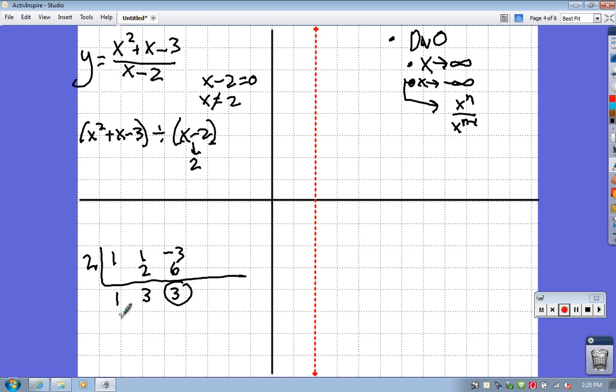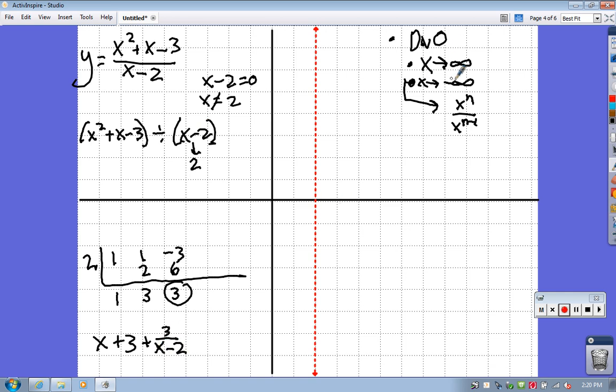I have remainder 3. So notice that after I do this division, this was a quadratic, this was a squared, so this is linear: 1x plus 3, plus this remainder 3, which is still being divided by that x minus 2.